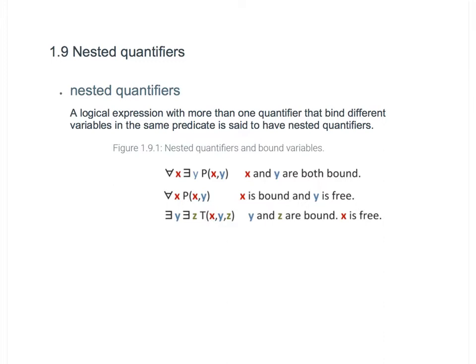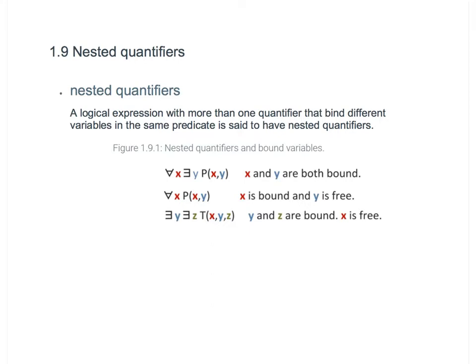In this slide, we're going to see an example of nested quantifiers. We can have a combination of universal quantifier and existential quantifier. A logical expression with more than one quantifier that bind different variables in the same predicate is said to have nested quantifiers. For example, for every x, there exists a y such that p of x and y.